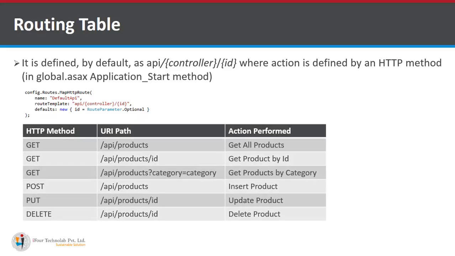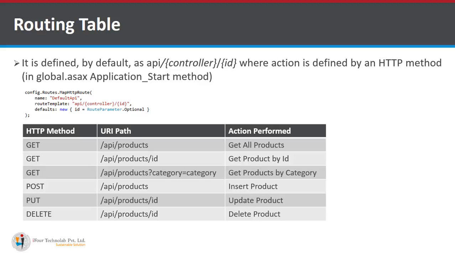So this ID parameter is optional. Here are some of the HTTP methods: GET, POST and PUT. First is GET. If you want to get all the products, then your URI path will be api/products. If you want to get a product by ID, then the path will be api/products/ID of your product. Third, if you want products by category, then api/products with the query string category equal to the category name. These three are GET methods because you want to get the data.